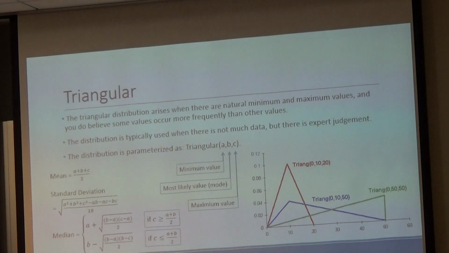Triangular, this was the distribution in your case. It's parameterized by 3 values: A is the minimum, B is the most likely, and C is the maximum. I've given you a few different examples. This one's symmetric, i.e. every point to the right of 10 has the same frequency of occurrence as every point to the left of 10. The blue and the green are examples of distributions that aren't symmetric, and you can see that reflected in the fact that your mean and your median are generally not the same.